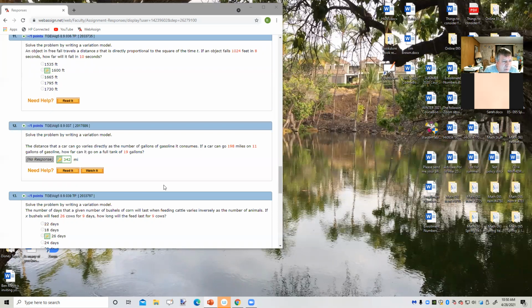Solve the problem by writing a variation model. Okay, so this is 8.9, number 11. An object in free fall travels a distance s that is directly proportional, that is to say it varies directly, to the square of time. So we've got s equals kt squared, okay? Are you okay with where I got the s equals kt squared?